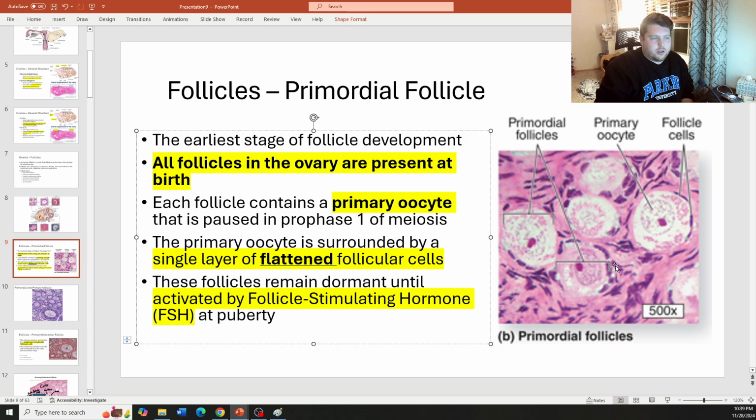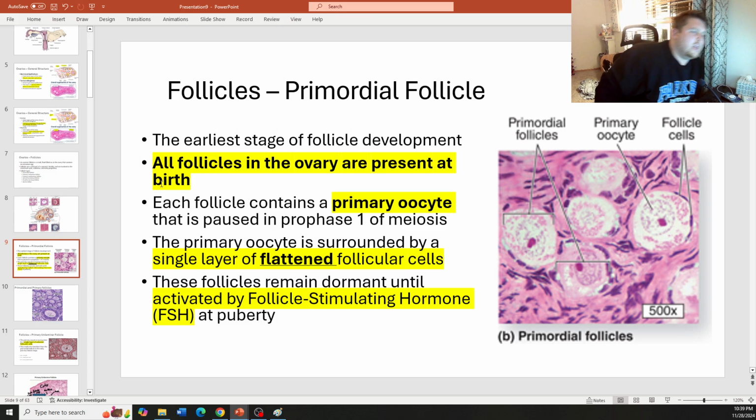So basically, when a female is being formed inside of the womb and the ovaries are formed, all of these primordial follicles form, and then they all hit the pause button. So that way you can have, I believe, 200 to 300,000 primordial follicles. I believe that was the number that I most recently read about. So you can have a lot of these follicles, but they're all paused.